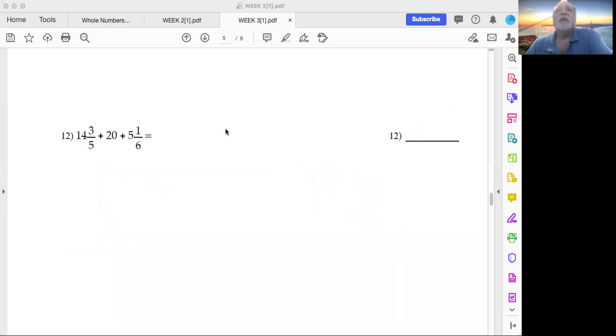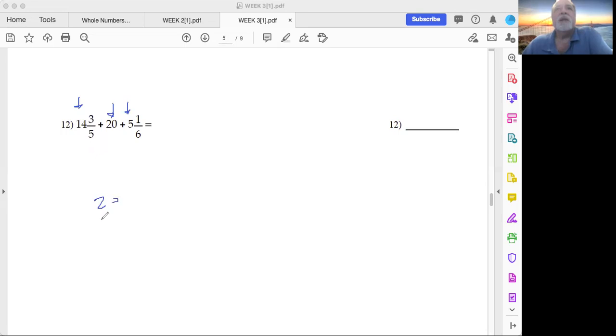There we go. We got 3 numbers now. Okay. 14 and 3 fifths plus 20 plus 5 and a sixth. Okay. But we can deal with the whole number part first. So let's deal with adding 14 to 20 to 5. Well, 20 plus 5 is 25. Plus 14 is going to give us 39. That's easy enough. Okay. So 39 is going to be part of the answer.